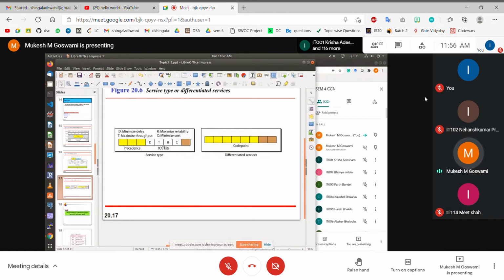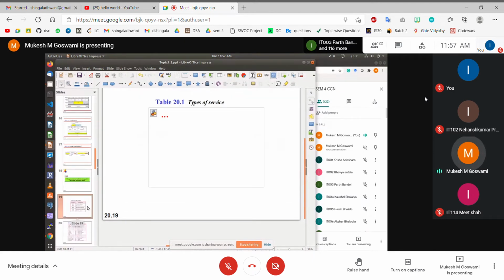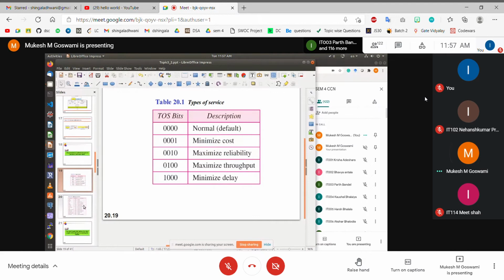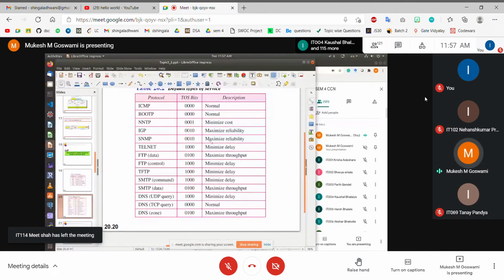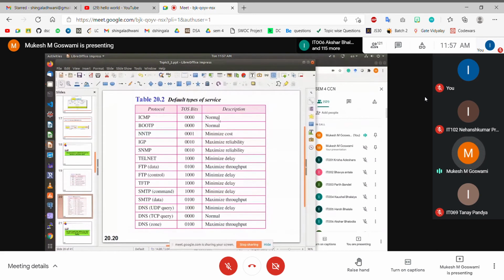We already discussed the reliability parameter, right? Minimum delay, maximum reliability, maximum throughput, and minimum cost. We also talked about the protocol field here. These are certain examples of which service is required, what kind of reliability. Depending on the TOS bit value, if it is all 0, then this is the normal or default mechanism, or a default QoS parameter, right?